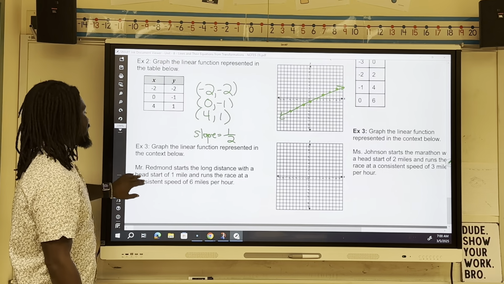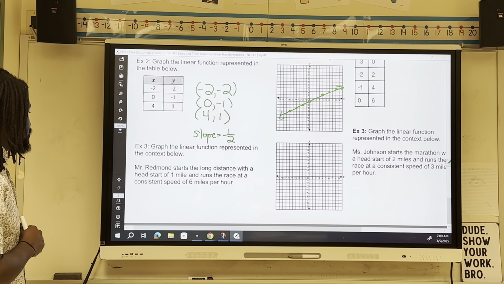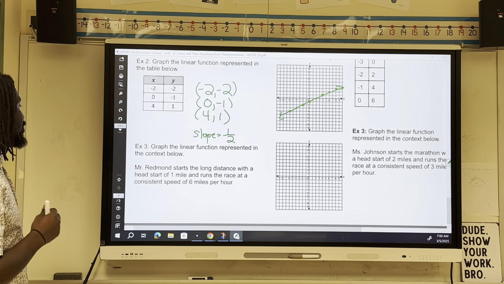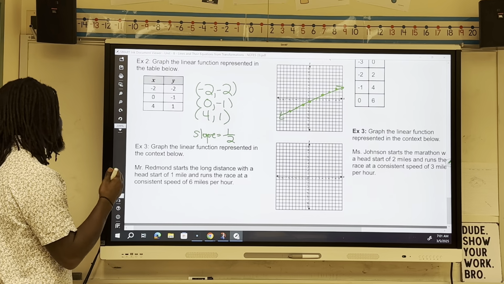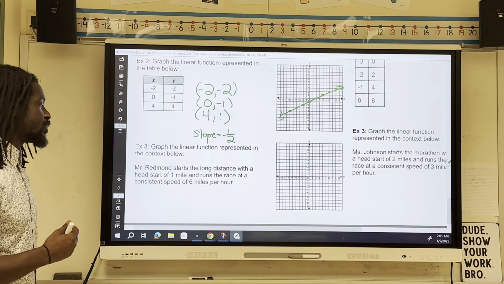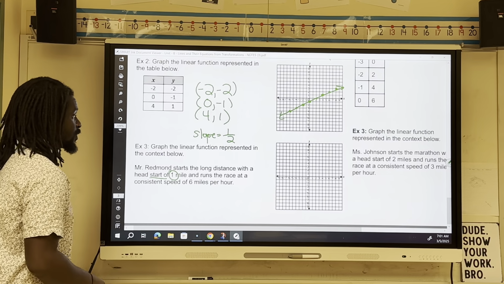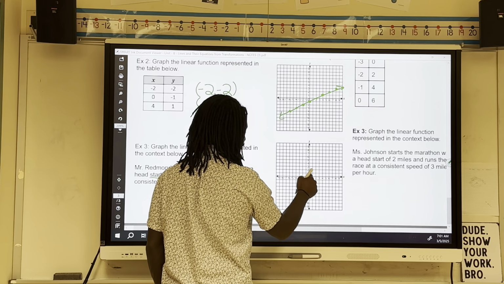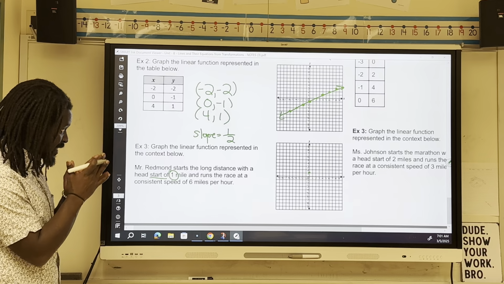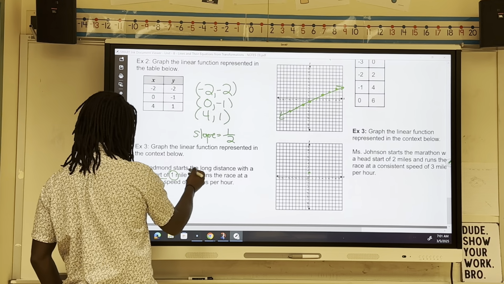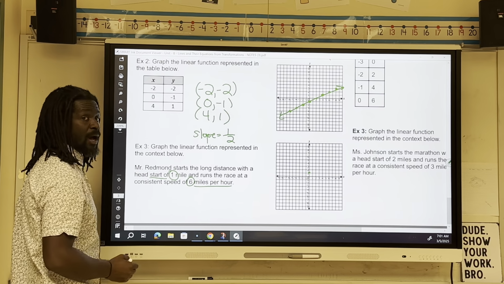All right, and then lastly, okay, graph the linear function represented in sort of this context situation. All right, so Mr. Redmond starts a long distance with a head start of 1 mile and runs the race at a consistent speed of 6 miles per hour. Okay, so he's starting at 1 mile. Okay, so on my graph, I'm gonna be starting at the 1 mile mark. So when I have 0 time at the beginning, I'm at the 1 mile mark, and that is going to be our y-intercept.